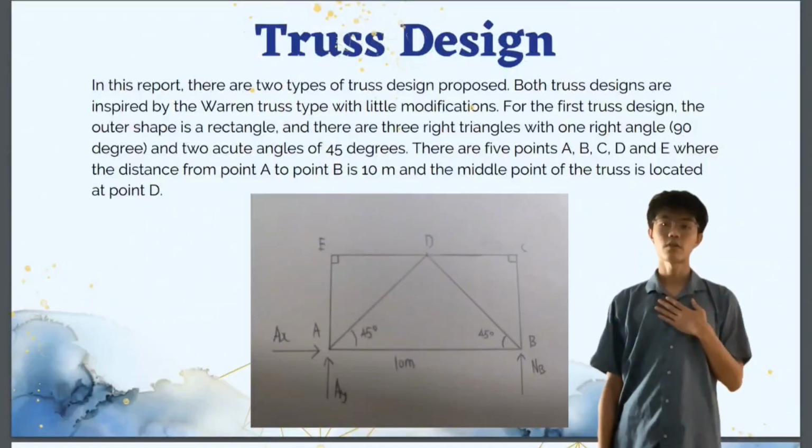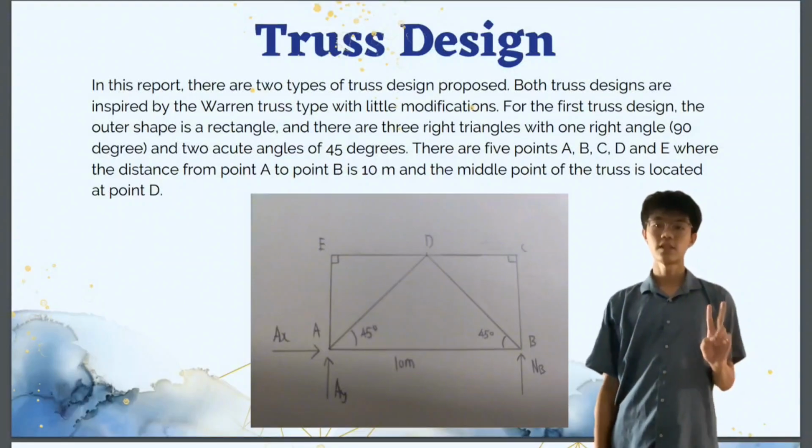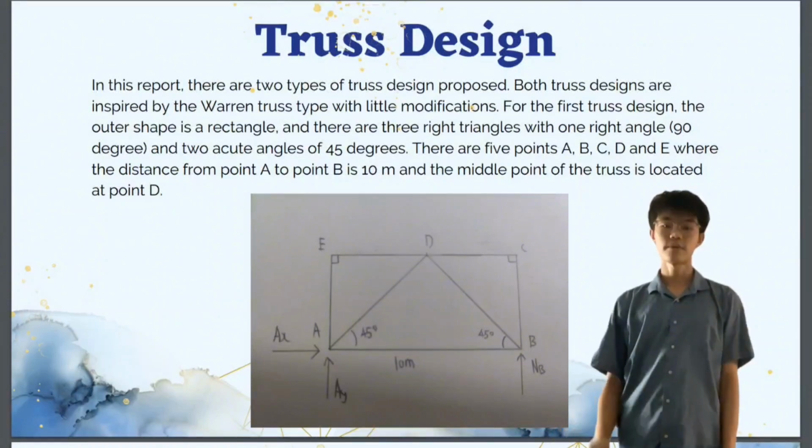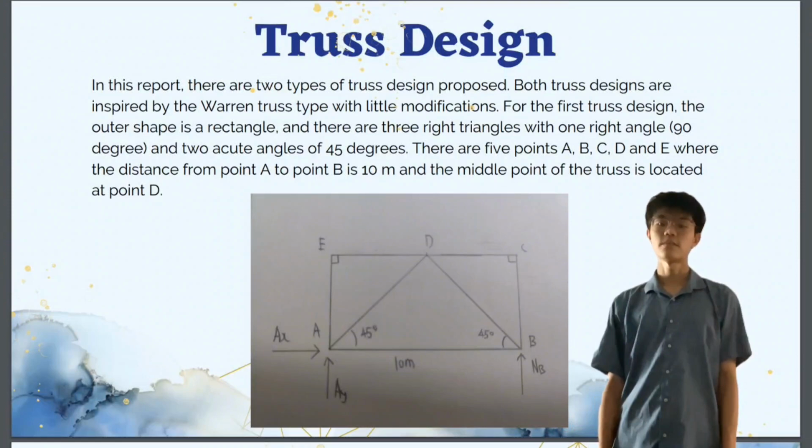Hi everyone, my name is Tuton Ang and my matric number is 223504, and I'm going to talk about truss design. There are two types of truss design proposed and I'm going to talk about one of them. Both truss designs are inspired by various truss types with little modifications.